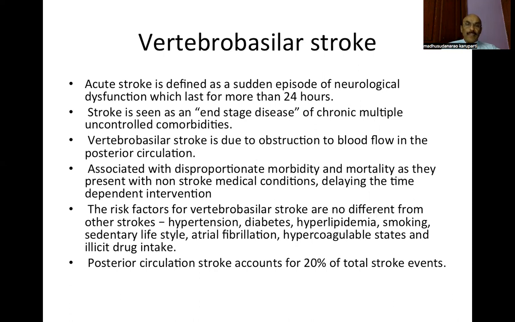The risk factors for the vertebrobasilar stroke are not different from the other strokes. That means the risk factors are the same as that of the other strokes, that is the anterior circulation strokes. That is hypertension, diabetes, hyperlipidemia, smoking, sedentary lifestyle, atrial fibrillation, hypercoagulable state, and illicit drug intake. These are the common risk factors for any stroke, as a matter of fact. Posterior circulation stroke, that is vertebrobasilar stroke, accounts for 20% of the total stroke events.